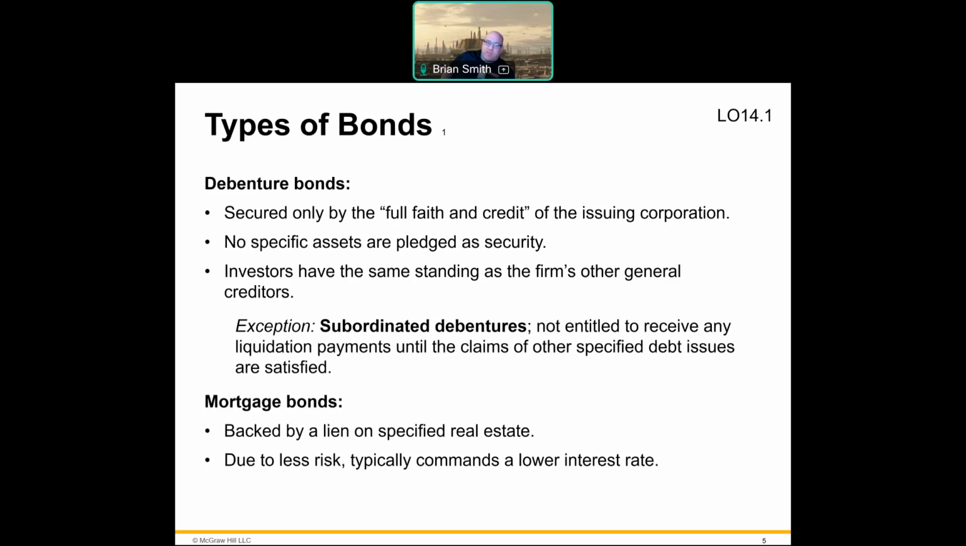Mortgage bonds are backed by real estate. That's the only reason why they're called mortgage at all. It's because they are backed by real estate. That's what a mortgage is, a loan backed by real estate.